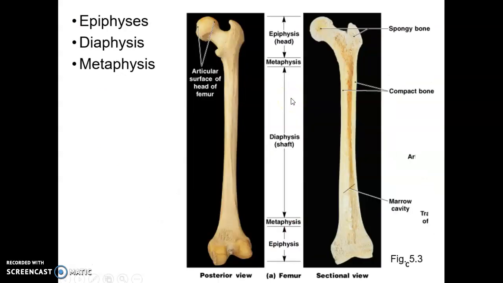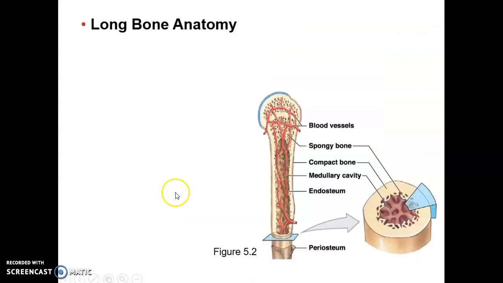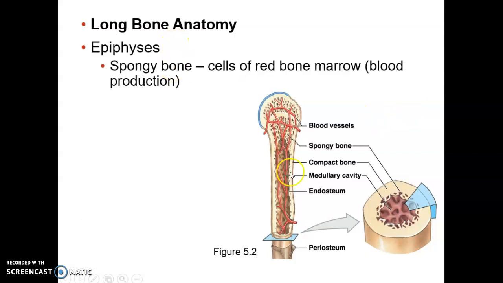So zooming into long bone anatomy, here's the epiphysis filled with spongy bone, distal epiphysis filled with spongy bone. Diaphysis or shaft has a space in the center called the medullary cavity. So again, the epiphyses are filled with spongy bone, and there's a distal and proximal epiphysis, that enlarged region of the bone. So here are the stem cells for blood cell production, comprising what we call red bone marrow.